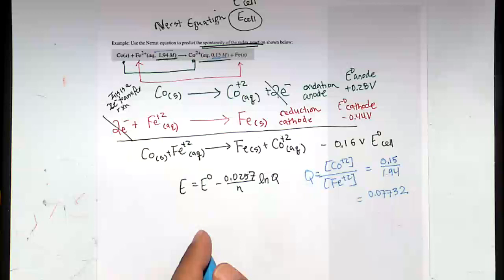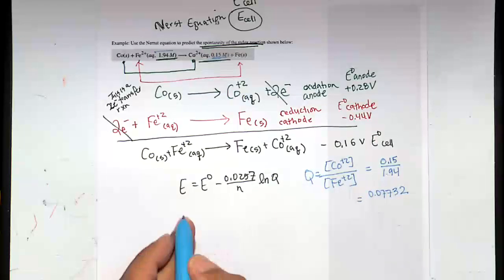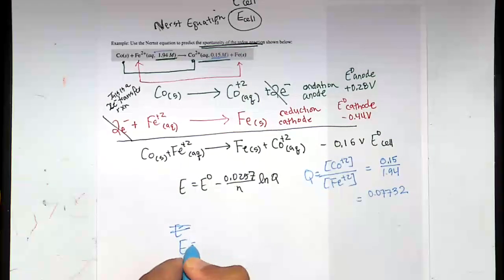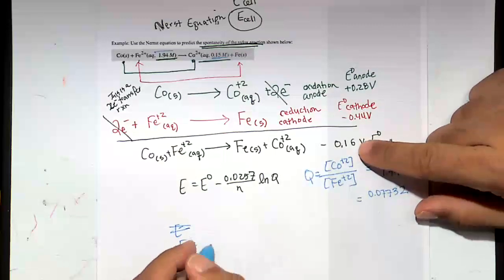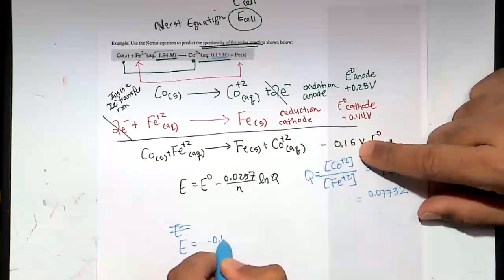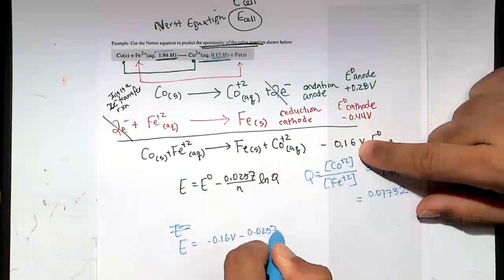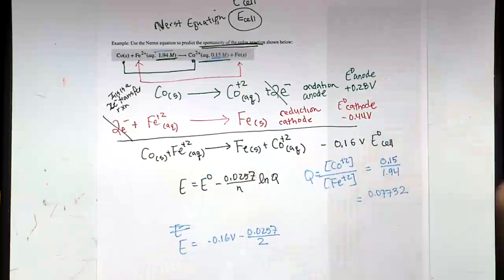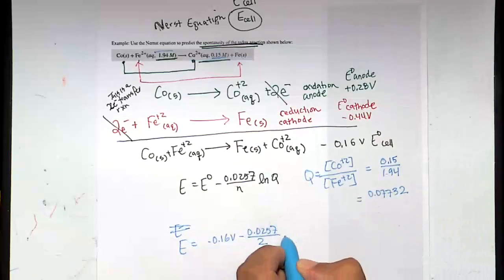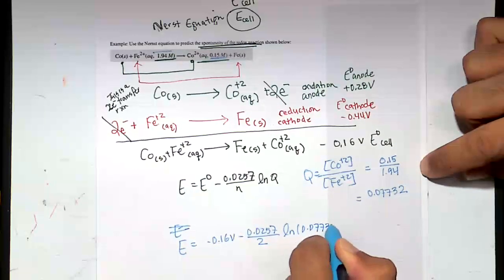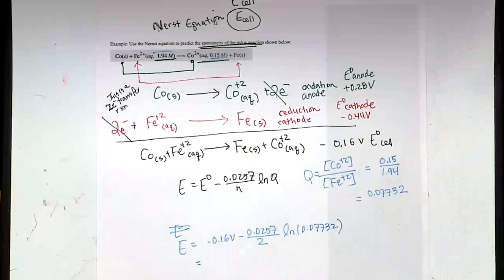That is Q. All right, so E is going to equal E cell, which is minus 0.16 volts, minus 0.0257 divided by 2. Remember, this is a 2 electron transfer reaction, times natural log of 0.07732.